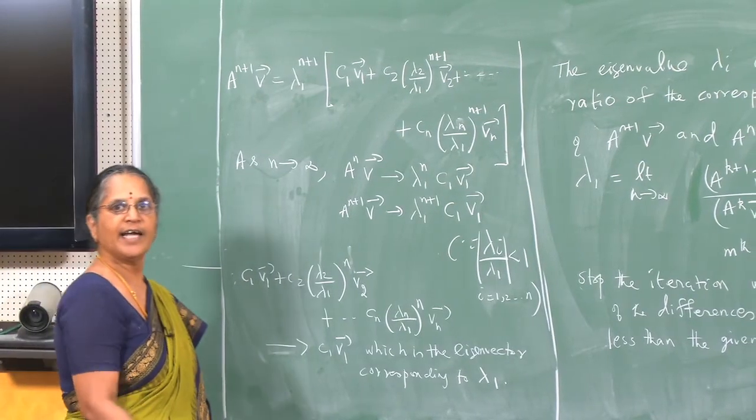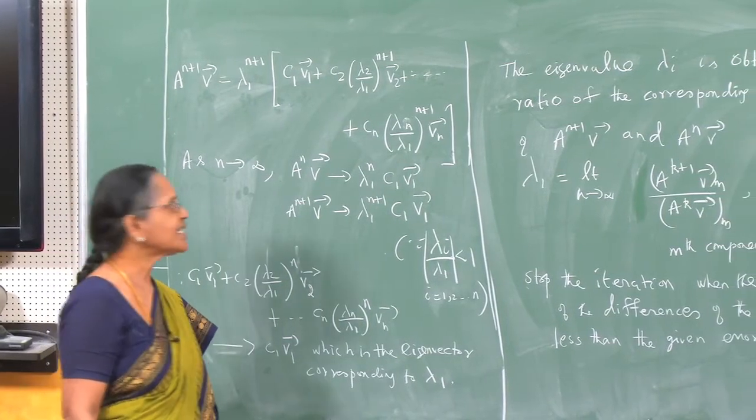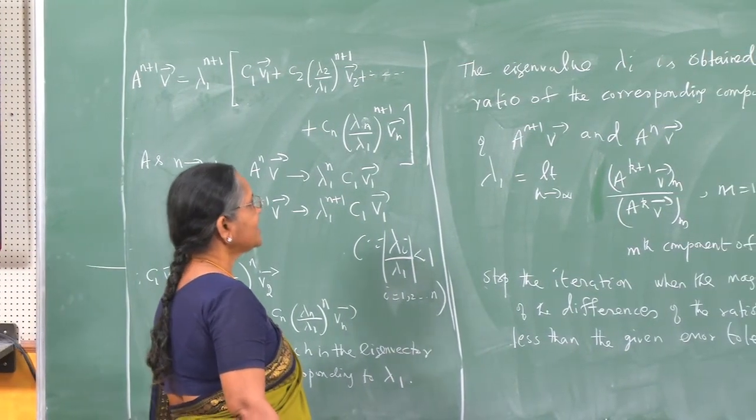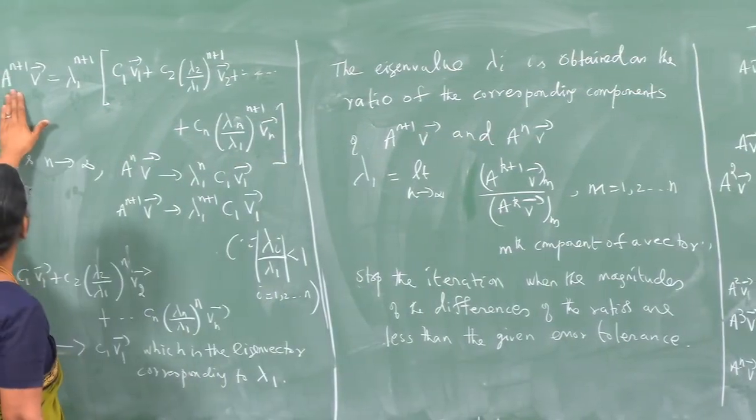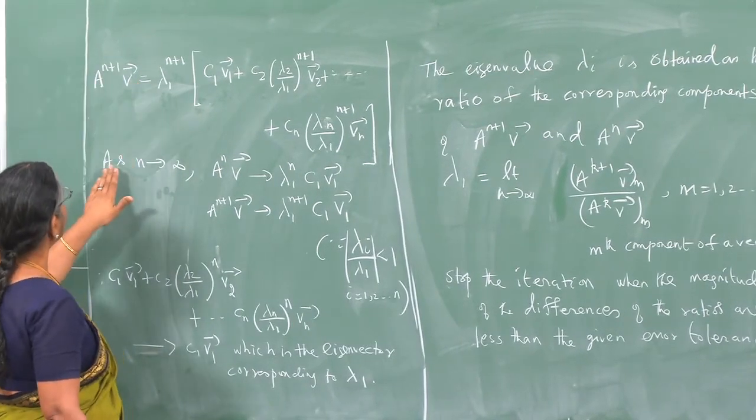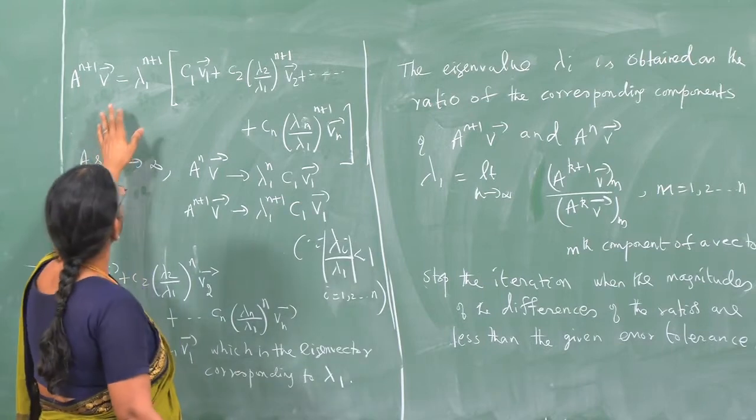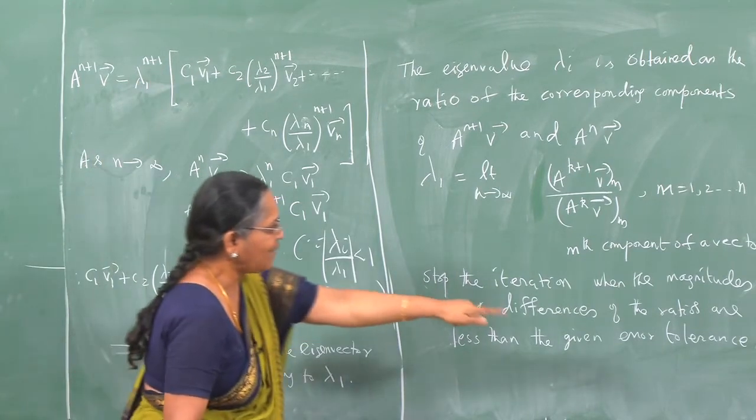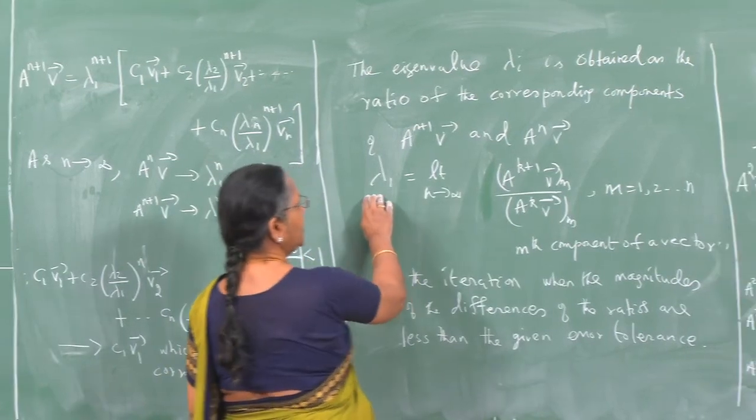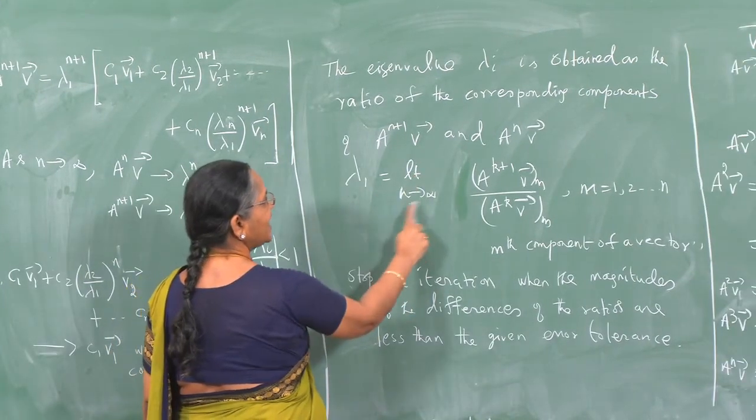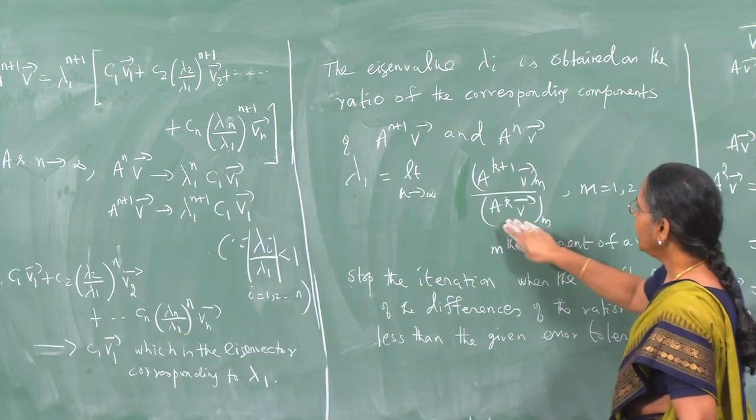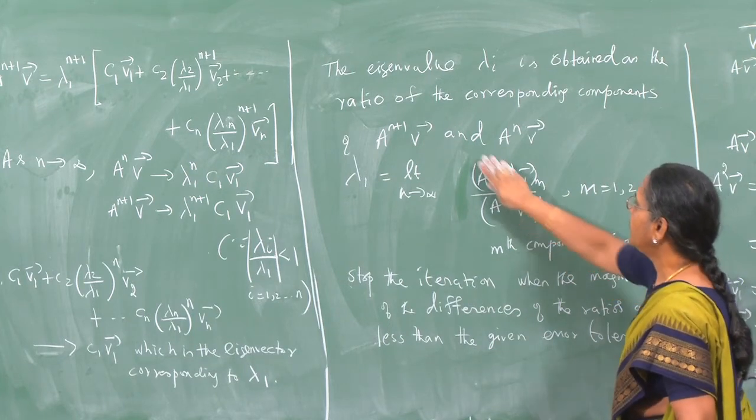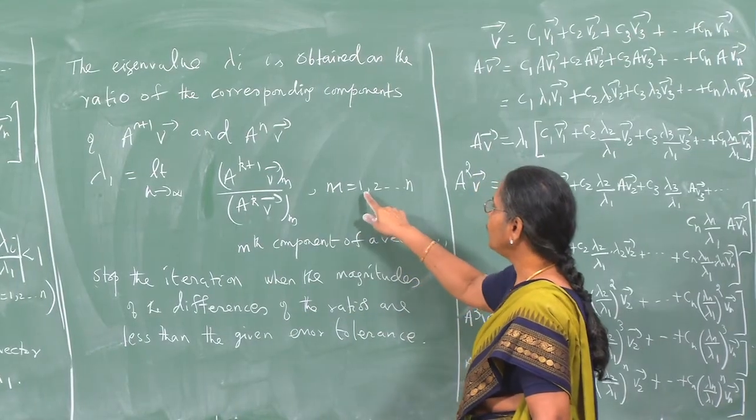Then how do you compute the eigenvalue lambda 1, which is the most dominant eigenvalue? That is obtained as the ratio of the corresponding components of these two vectors, namely A power n plus 1 V by A power n V. So, that is lambda 1 power n plus 1 by lambda 1 power n. So, that will give you lambda 1, and so lambda 1 will be equal to the limit as k tending to infinity of A power k plus 1 into vector V by A power k into vector V, but take the mth component of each of these vectors, where m takes values 1, 2, 3 etc.